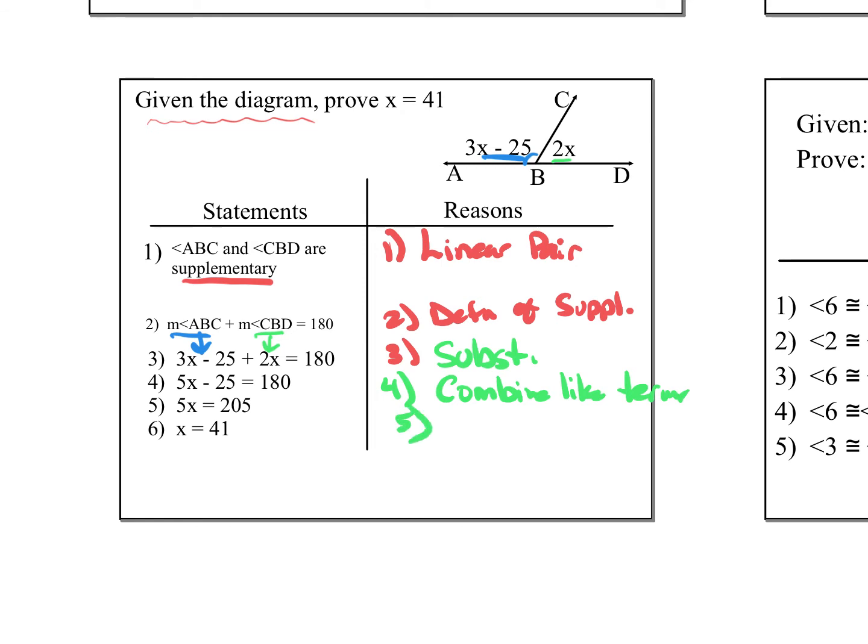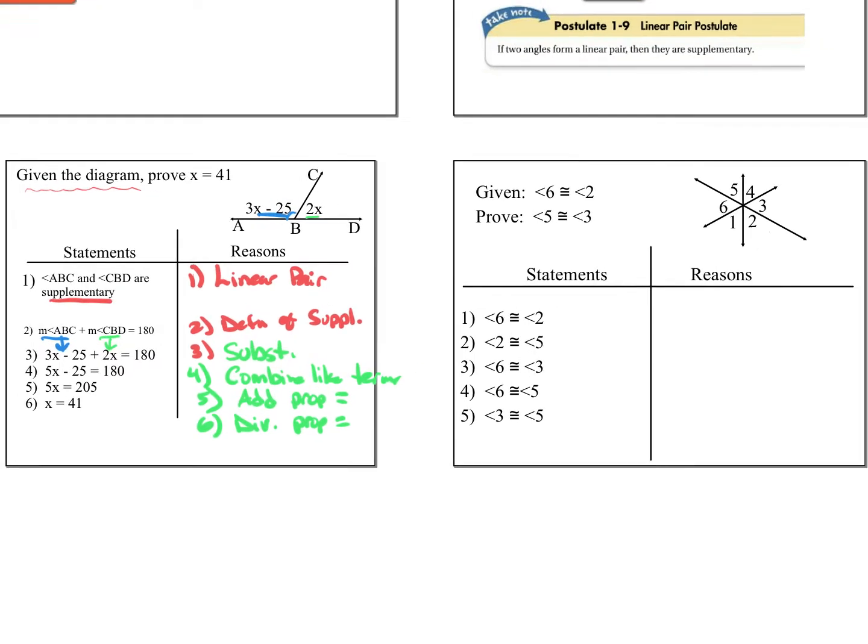What are we doing to line 4 to get to line 5? We're adding 25 to both sides, so that is addition property of equality. What are we doing to line 5 to get to line 6? Dividing both sides by 5, so this is the division property of equality. Nice. Questions on that? Did anyone get all of them? Ooh, well, that's very impressive.